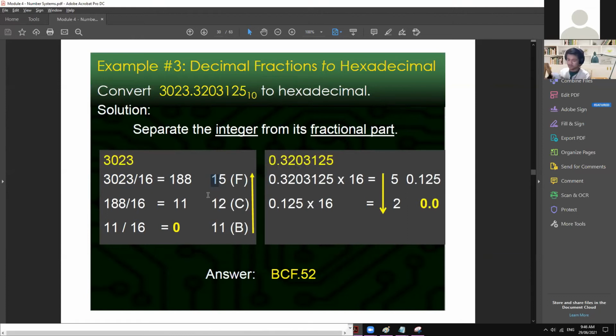3023 divided by 16. In my calculator, I've got a result of 188.9375. So 0.9375 times 16 will give us a result of 15. Yeah, that's it. So thank you, Mr. Kiwas. The same with the other remainder right here.